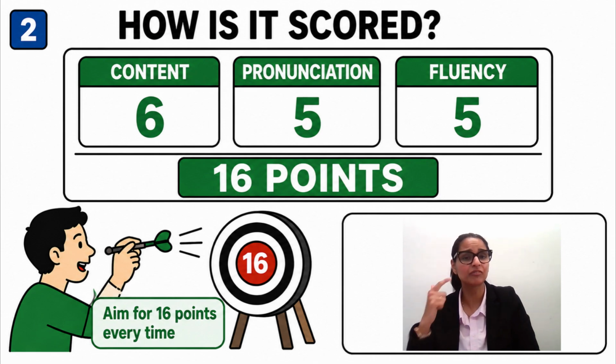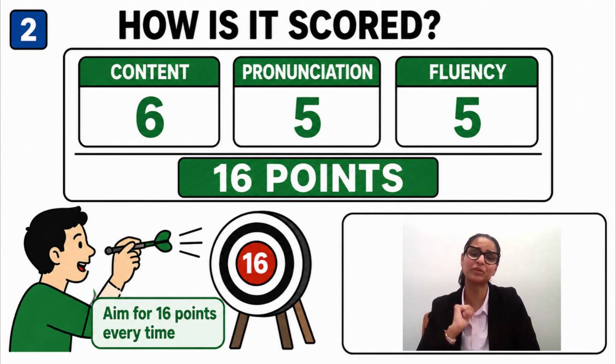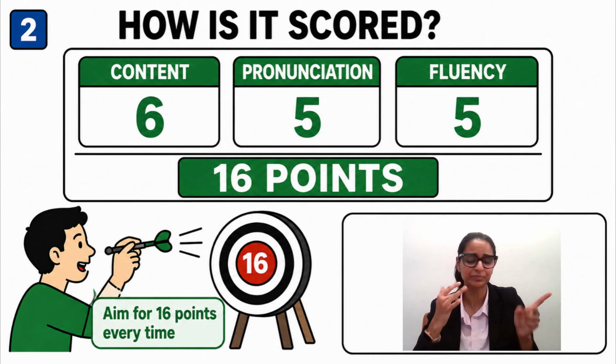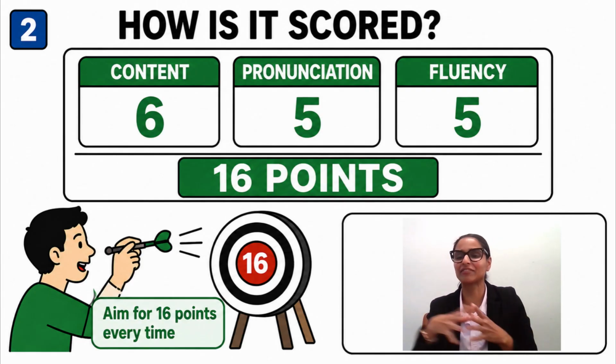6 points for content, 5 points for pronunciation, and 5 points for fluency. Your aim is to get 16 points each time. Okay? It is really important for you to notice that content is far heavier weighted than fluency. Okay? That's important. Notice that nobody's looking at your grammar, nobody is looking at the accuracy of the content. Okay? Over here in the notes, just for formality, I've written focus on key points and main ideas, but no.